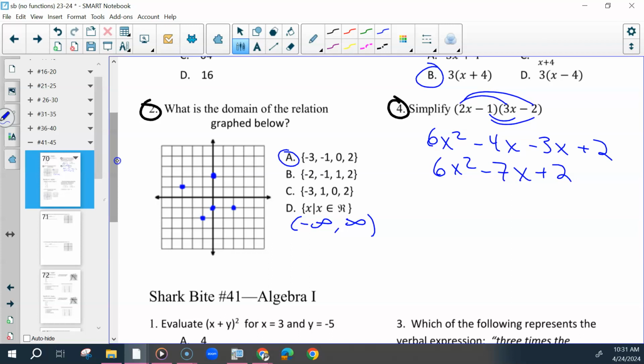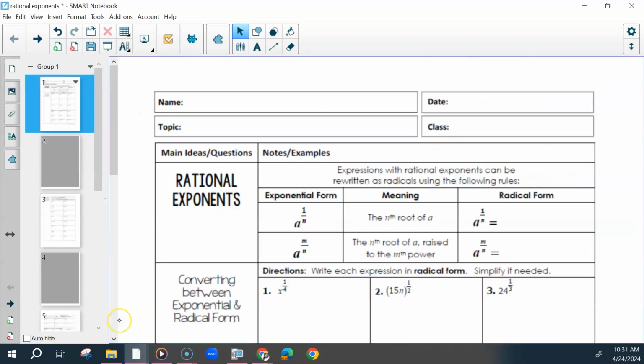Questions on any of those? Look at the notes on your desk. You may want to take out your simplifying radicals notes to help you with what we do today also.